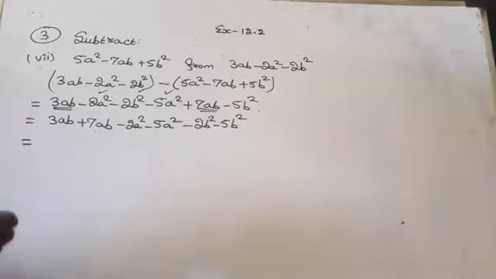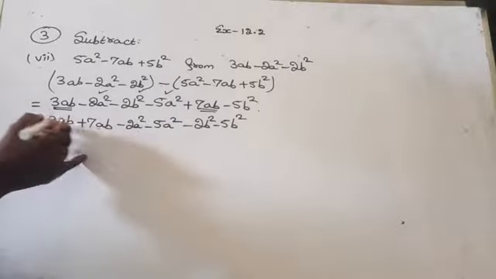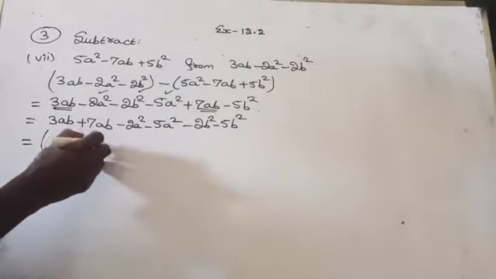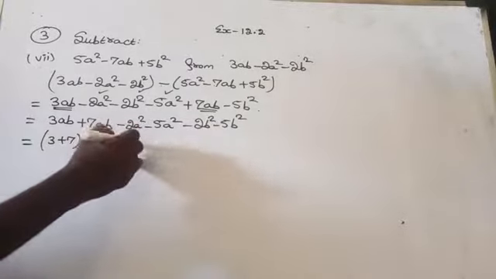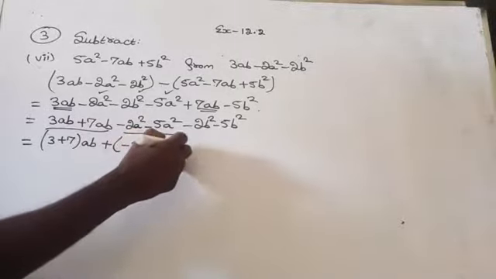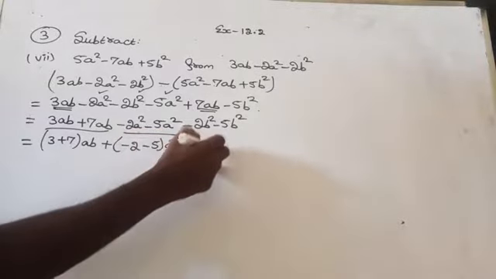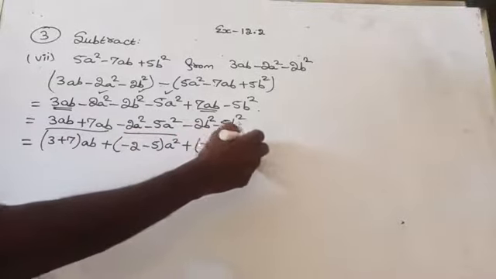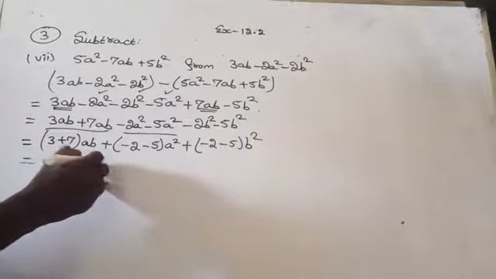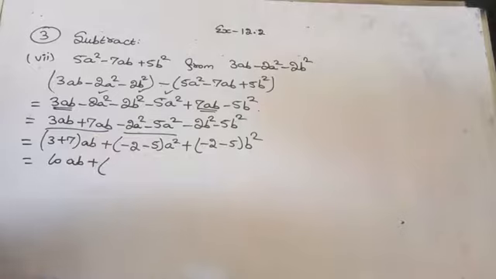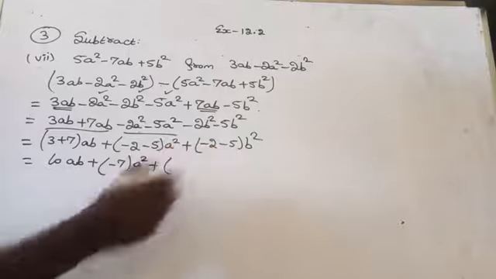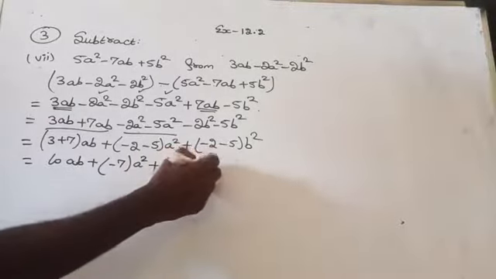Now tell me now. 3 plus 7. Here we are having the same numerical coefficient. So 3 plus 7 ab, plus, here the numerical coefficient is what? Minus 2. Here the numerical coefficient is what? Minus 5a square plus minus 2 minus 5 into b square. Now 3 plus 7 is 10ab plus minus 2 minus 5 is minus 7 into a square plus minus 2 minus 5 is minus 7 into b square.